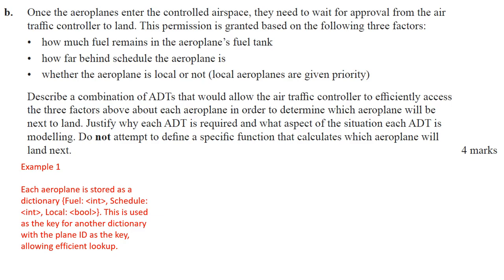So consider this first example. Each aeroplane is stored as a dictionary with fuel as a key, related to an integer, and so on. This is used as the key for another dictionary with the plane ID as the key, allowing efficient lookup. Now, I always hate this version of dictionaries where people use the same key for every single dictionary.